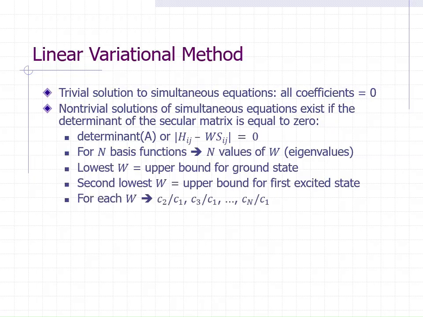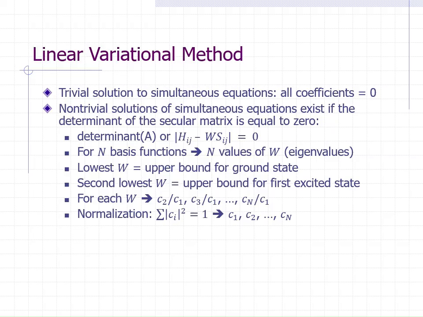For each value of w, we can determine ratios of the coefficients to c sub 1, that is c sub 2 over c sub 1, c sub 3 over c sub 1, and so on. In other words, we can only determine n minus 1 independent coefficients. We need one additional condition to determine all n coefficients. That's the normalization condition, which requires that the sum of the squared magnitudes of the coefficients must be equal to 1.